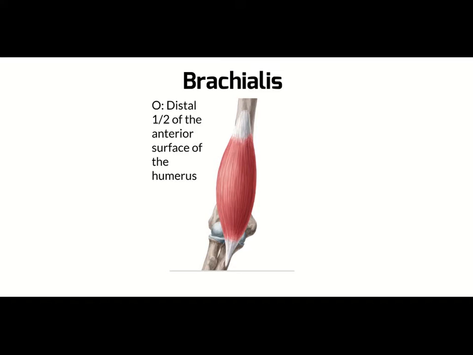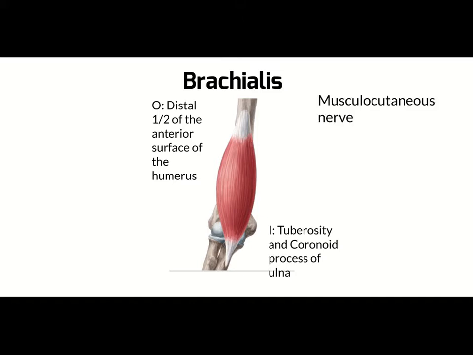So the brachialis originates on the distal half of the anterior surface of the humerus. So if we took the bottom half of the humerus and this entire ridge on the front side, again, is where that originates, and it's deep to our bicep. It inserts onto the tuberosity of the ulna and the coronoid process, which was that ridge that sat right on the front of the ulna. It's innervated by the musculocutaneous nerve, and again, it's a strong elbow flexor.